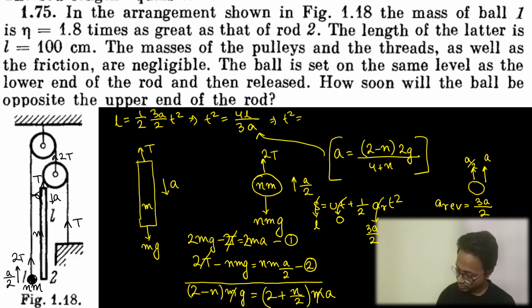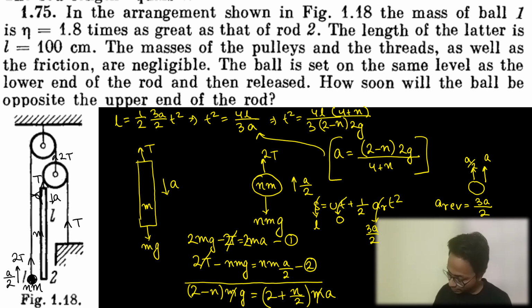T square is equal to how much? 4L by 3 into (2 minus n) into 2g divided by (4 plus n). So this is our answer.